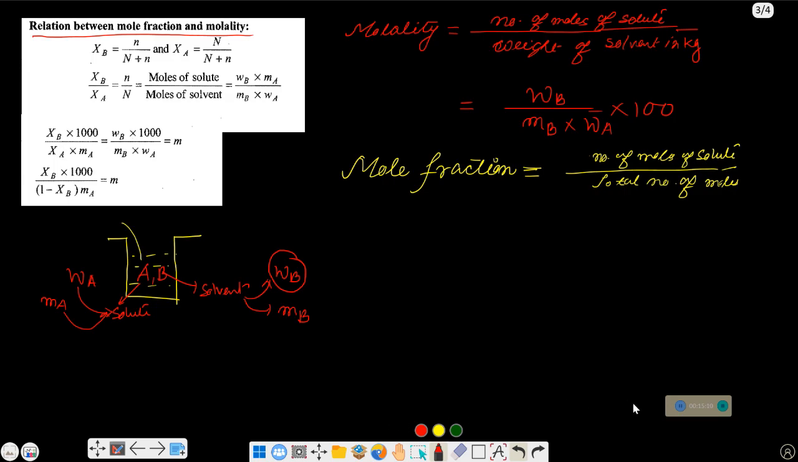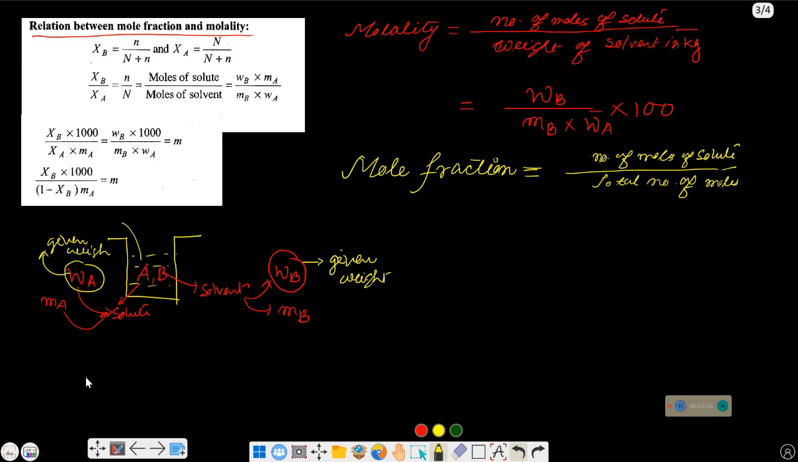Okay, so MA is the molecular weight of the solute and MB is the molecular weight of the solvent. Okay, so WA and WB are the given weights of the solute and solvent. These are given weights.